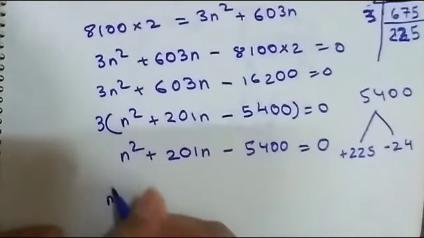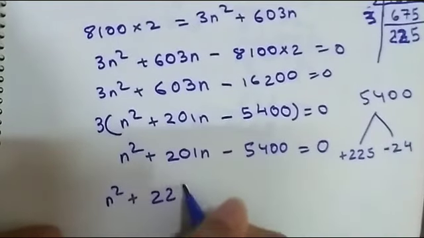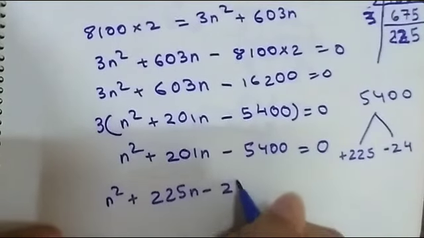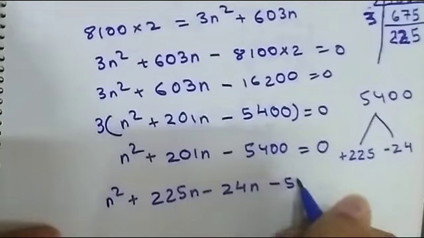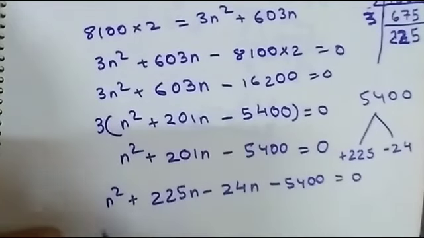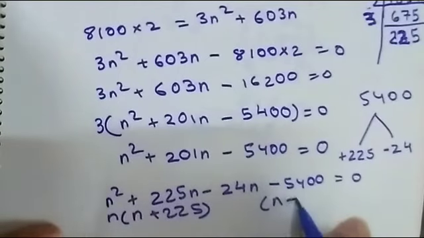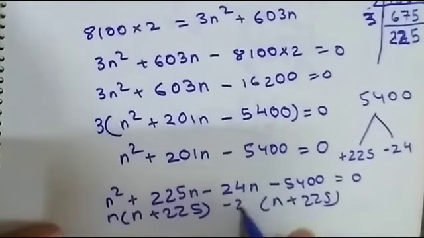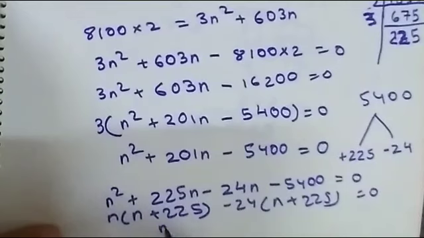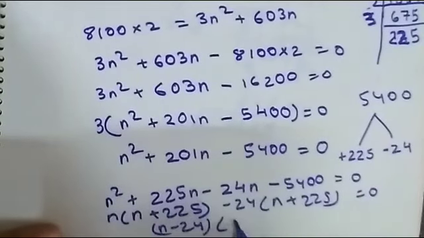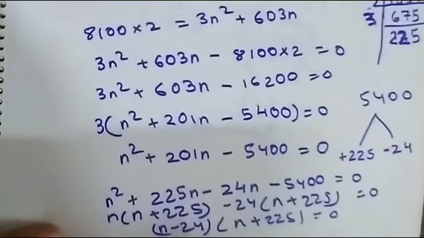201N. Therefore, N square plus 225N minus 24N minus 5400 equals to 0. So, N into N plus 225, here also N plus 225, and here minus 24 equals to 0. Therefore N minus 24 and N plus 225 equals to 0. Therefore N equals to 24 or minus 225.